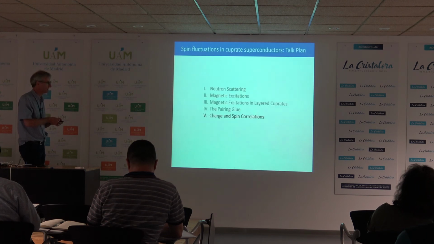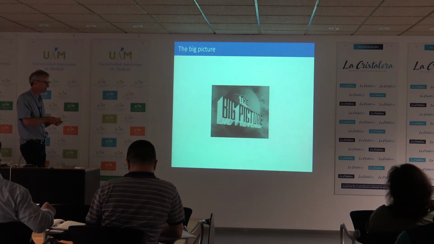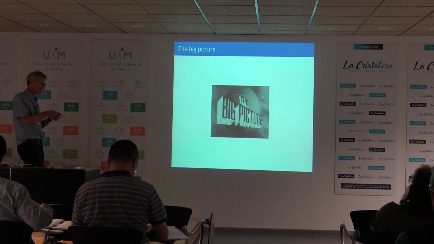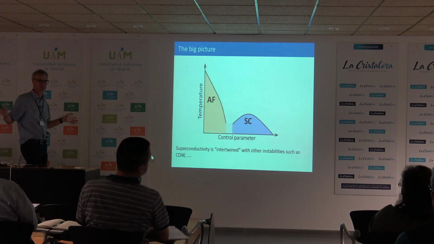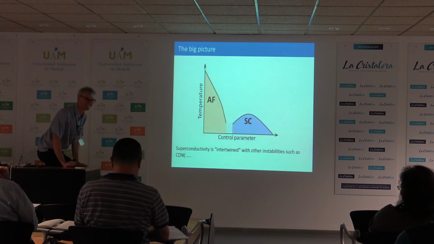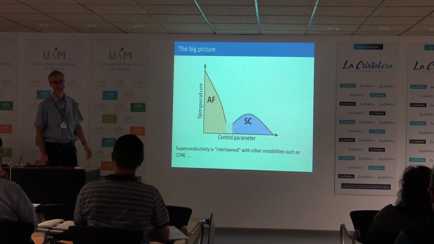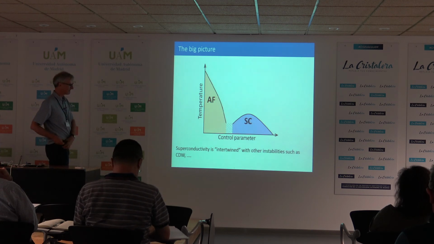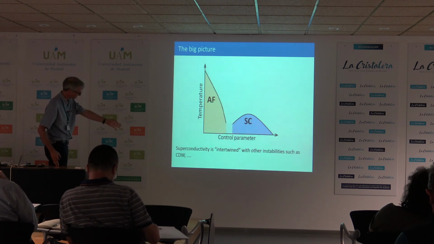So finally, just to say a bit about the spin and the charge. In fact, I think some of this has been covered by Bernhard, right? So the big picture, how does it relate? We've had two talks, one on spin and one on charge. How are they connected? And also the pair density. I'd like to see all three come together. Superconductivity is intertwined with other instabilities, such as the charge density wave, which could be pair density wave.